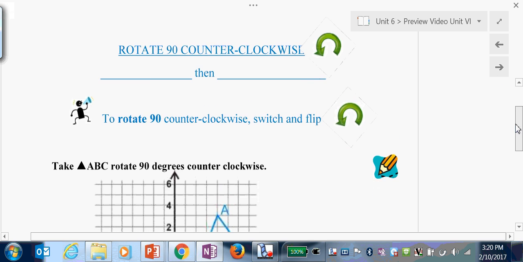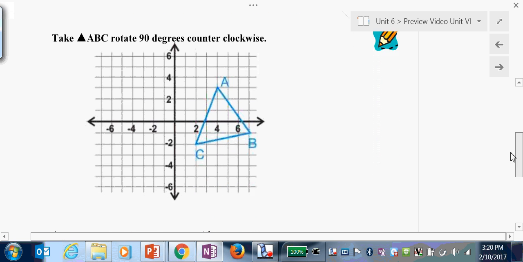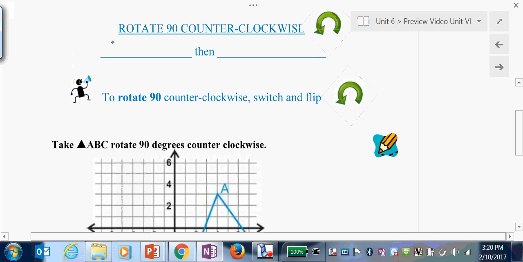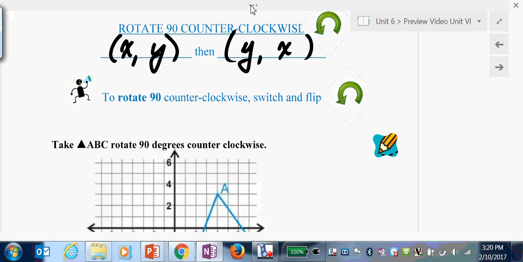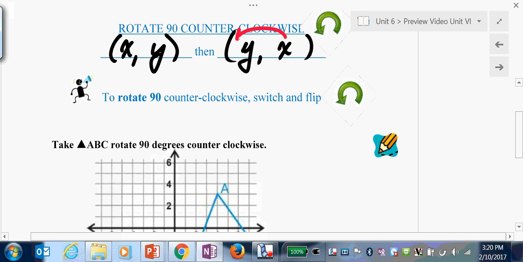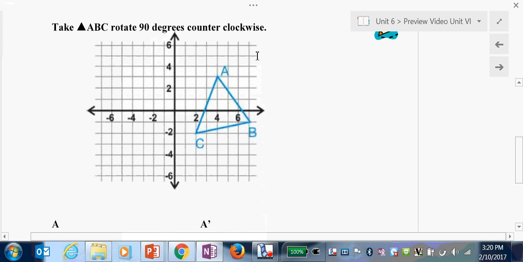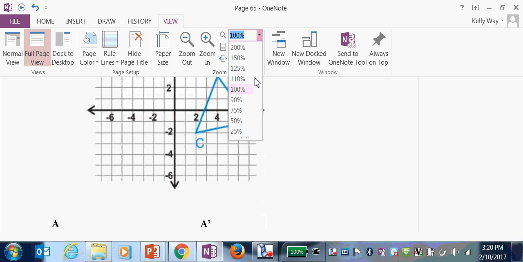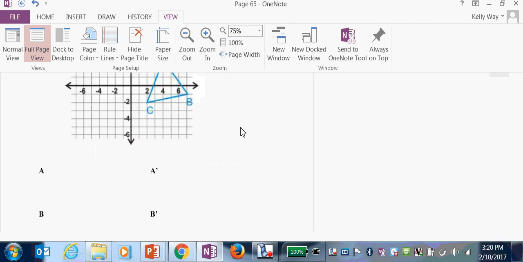Okay. Then you have rotate 90 counterclockwise. That's the same concept, but now we're going to the left. So you have X, Y. You switch it. This time, you switch and flip the sign going counterclockwise to the left. Rotate 90 counterclockwise, switch and flip to the left. Let's go ahead and get our coordinates here. Same coordinates we've been using.